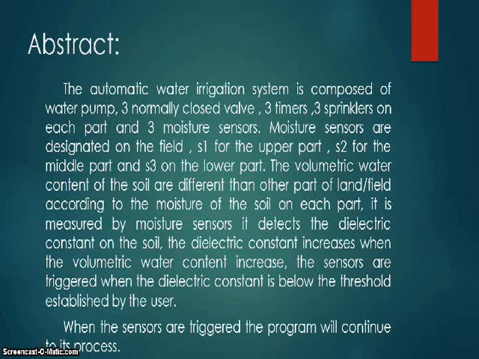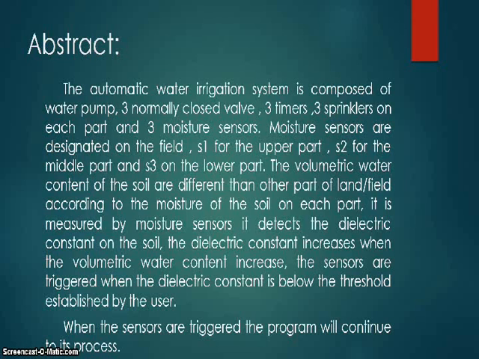Abstract. The automatic water irrigation system is composed of a water pump, 3 normally closed valves, 3 timers, 3 sprinklers on each part, and 3 moisture sensors. Moisture sensors are designated on the field. Sensor 1 for the upper part, Sensor 2 for the middle part, Sensor 3 for the lower part.